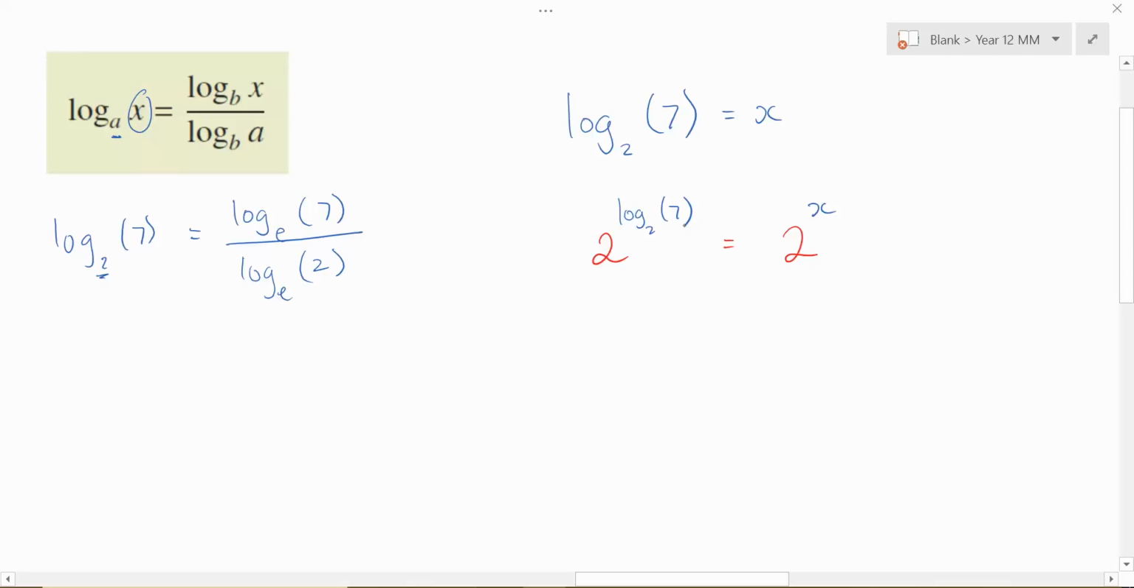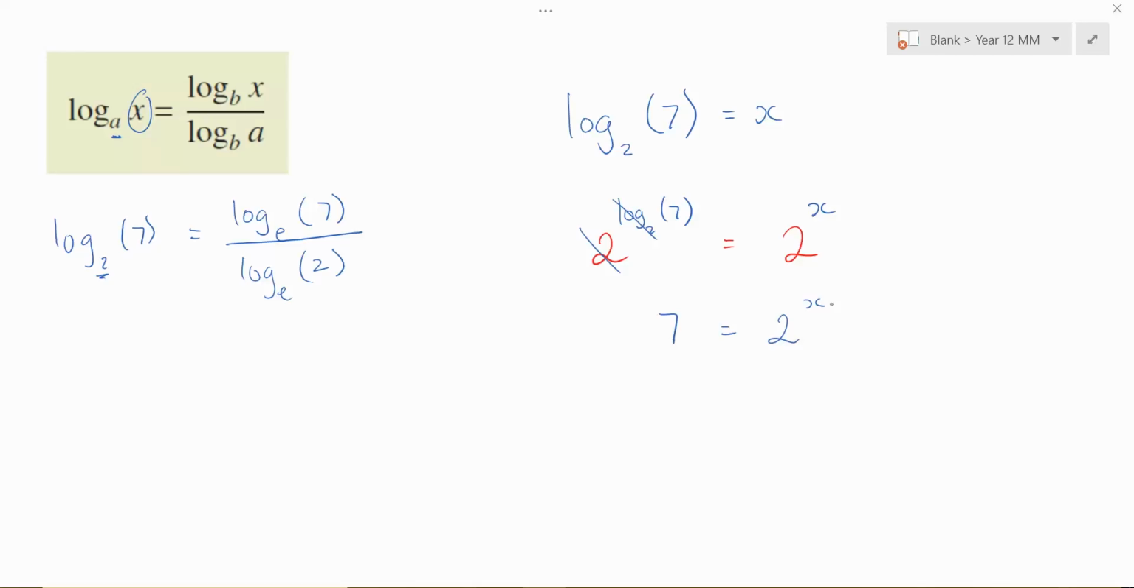By doing that, we know that 2 to the power of and log base 2 are inverses of one another. They cancel out, and so you're left with 7 is equal to 2 to the power of x. Okay? Now why did I do this? Because I've gotten rid of the log base 2, because that's something I don't know. My calculator doesn't know what a log base 2 of 7 is.